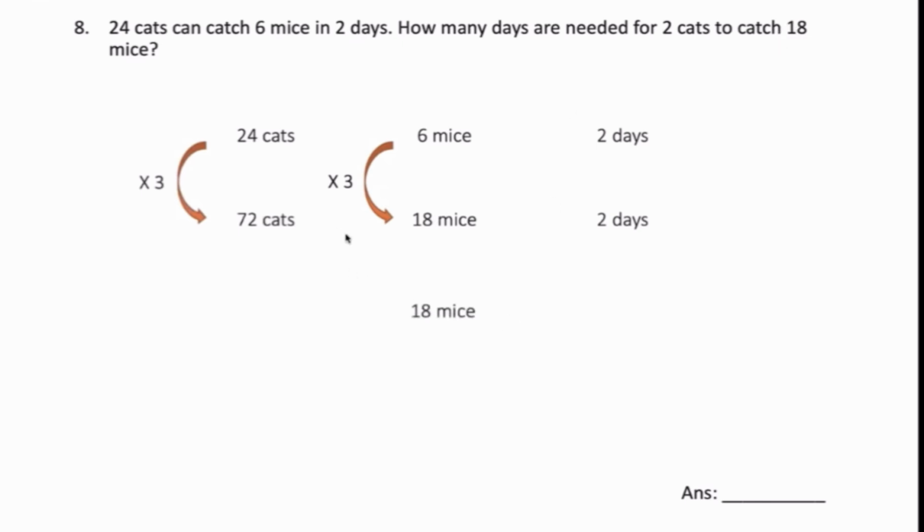Okay. Now you have to change your 72 cats to 2 cats. 72 to become 2. How do you do it? Very simple. Divide by 36. Use your calculator and test it out. Divide by 36, you get 2 cats. 72 divided by 2 is 36. So now you reduce your cats from 72 to 2, but you're still catching the same number of mice, 18, meaning you need more days. More days means multiply. So multiply by 36. The answer is 72 days. Got that, everybody?